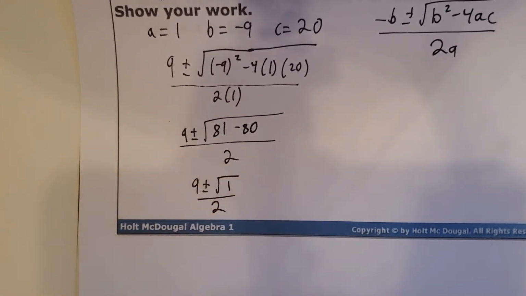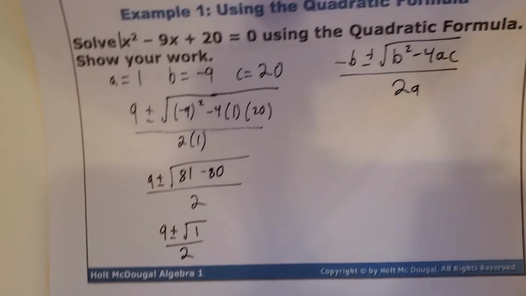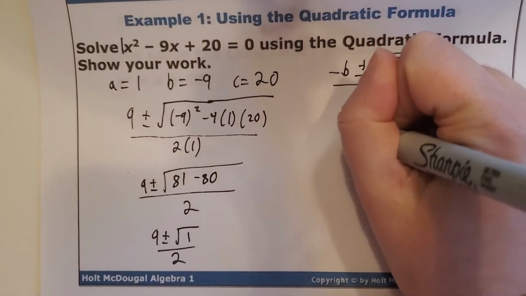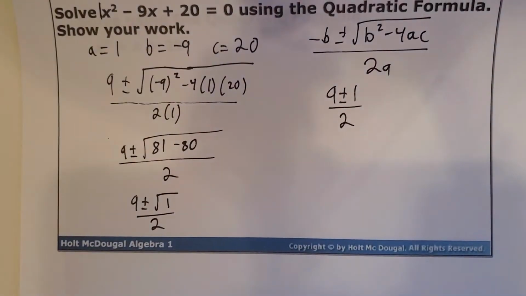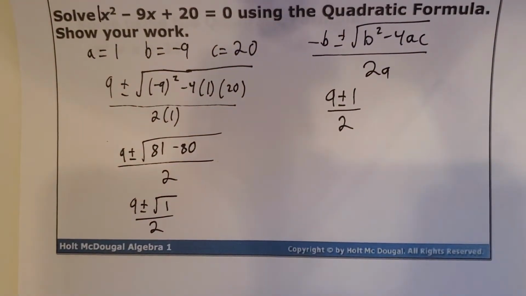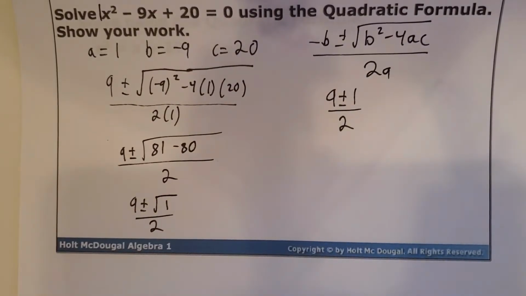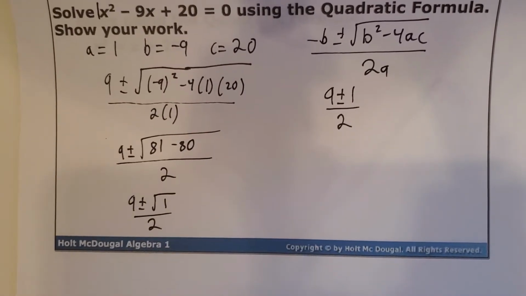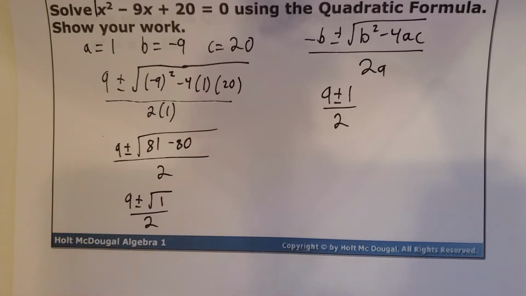We got lucky that 1 is a perfect square. The square root of 1 is 1, so I'm going to move up over here. So this is 9 plus or minus 1 over 2. It looks a little weird, but because we have all whole numbers, we are able to do a similar sort of thing that we did with solving by square roots and split these up into two separate expressions, and simplify.